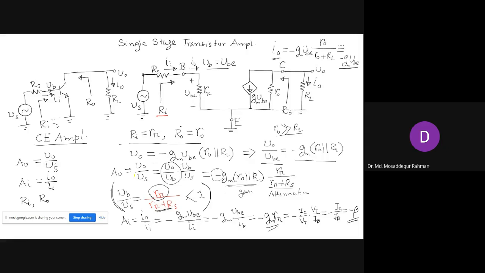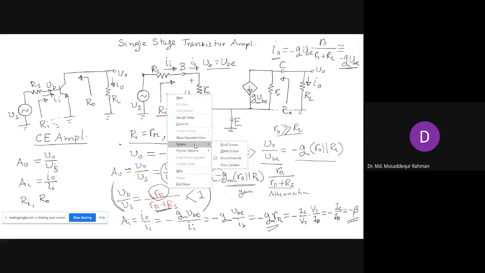So we have determined all the expressions for this common emitter amplifier: the voltage gain, current gain, input and output resistances. Now we try to have an idea about the range of values these parameters can have, and what conclusion we can draw about these values. Okay, so what we have got, first of all, the input resistance Ri, we got R5, right?